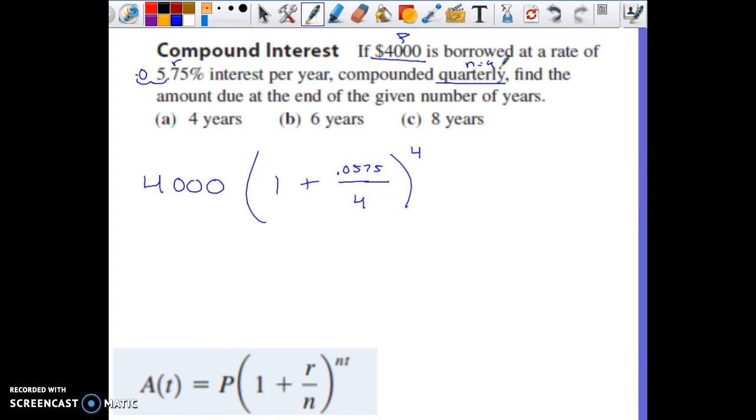And I'm going to do my N times T, and my T is, in this case, part A would be 4 years, so I'm going 4 times 4. And if I wanted to do part B, I would do where T is 6, and part C is T is 8. You can compare those, how much money you would have.